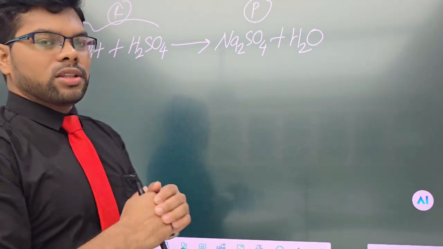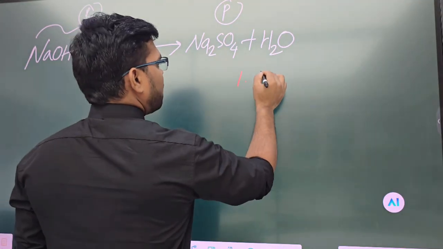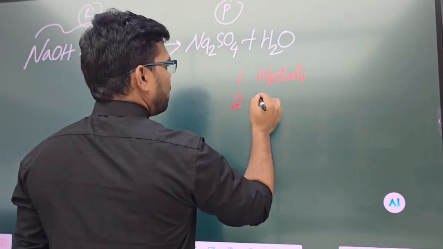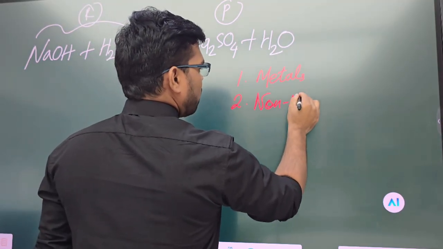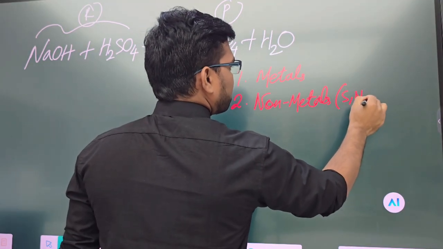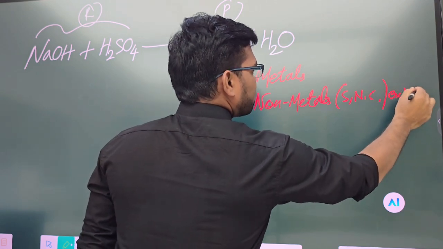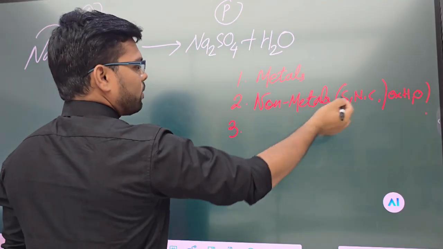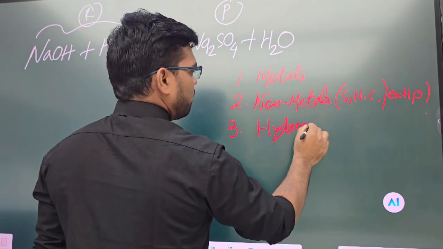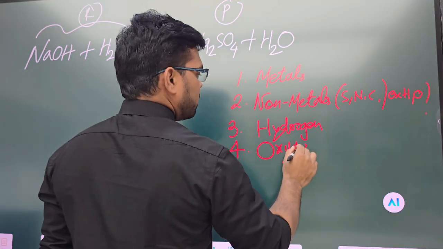So let us do it. The rule is very simple. What is the rule? The first step is to balance your metal. Metal elements need to be balanced. Secondly, you have to balance non-metal elements, for instance sulfur, nitrogen, carbon, and so on, except hydrogen and oxygen. Okay. Third step, if there is hydrogen, then hydrogen will be balanced. And the last step, if oxygen is present, then oxygen will be balanced.